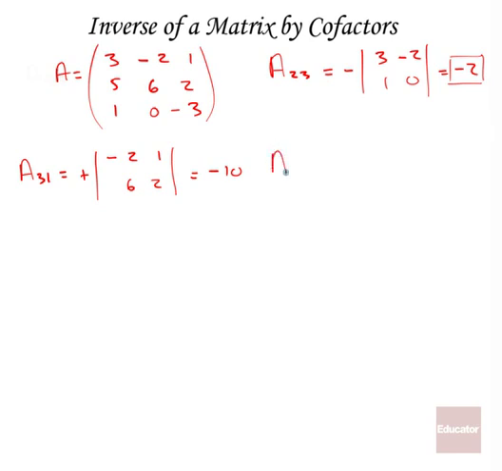Now the third row, second column. The signs are positive, negative, positive, positive, negative, negative. When I knock out that row and that column, I'm left with 3, 1, 5, 2. I end up with negative 1.